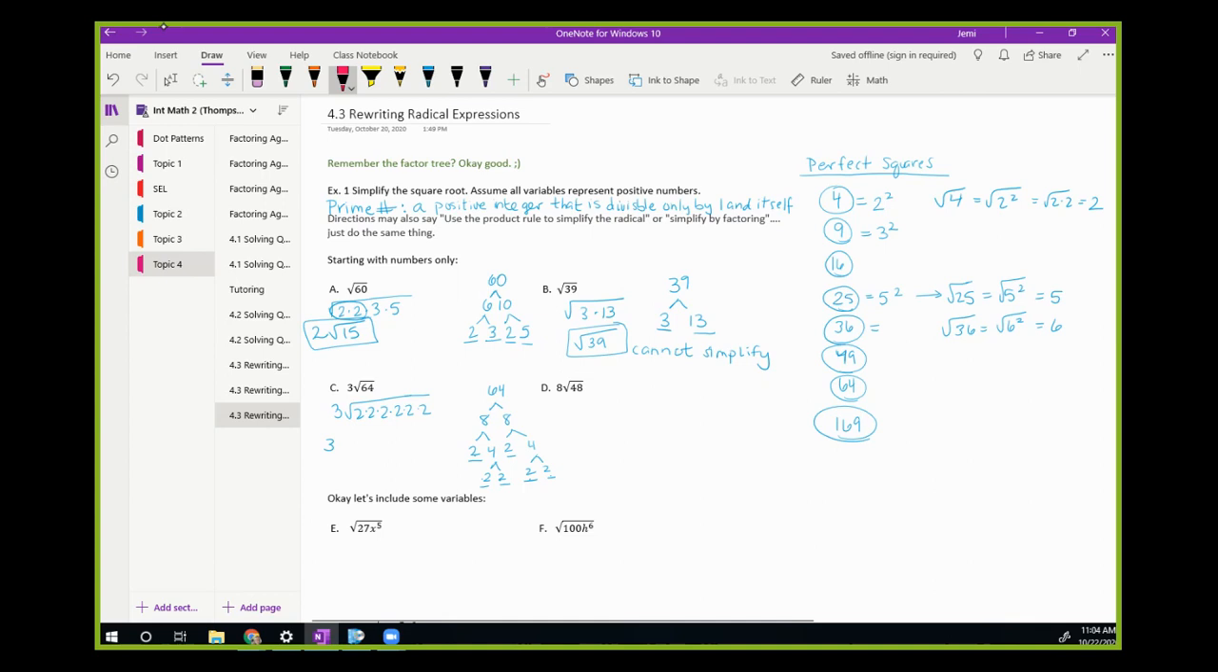So when I'm taking square roots, I'm looking for things in pairs. Okay, because when I take the square root of 2 times 2, I know that's really the square root of 4, which is 2. I have another pair of 2s. Right? So the square root of 4 is 2. And then I've got another one yet.